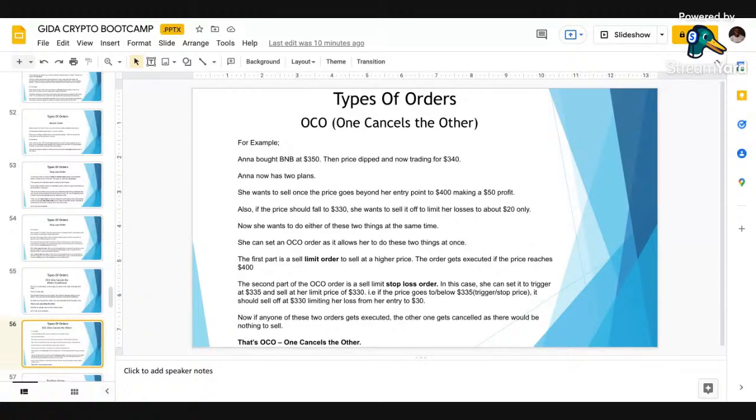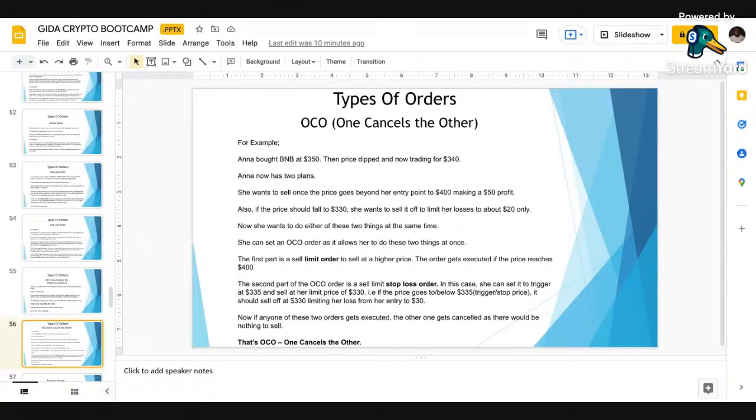So she can do any of these two things using an OCO. The first part of the OCO is a limit order. That is a sell limit order to sell at a higher price, which is 400. Then the second part of the OCO is a stop loss order, a sell limit order. In this case, she will set her sell limit order in that stop loss to sell at 330. Then her trigger price will be 335. So if it gets to 335, trigger, tell this thing that I want to sell.